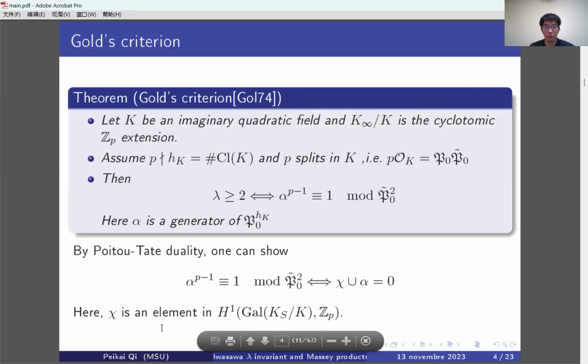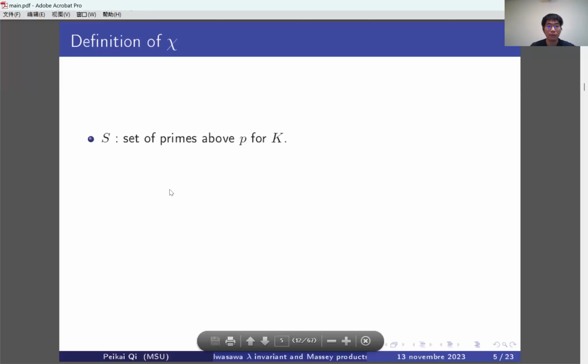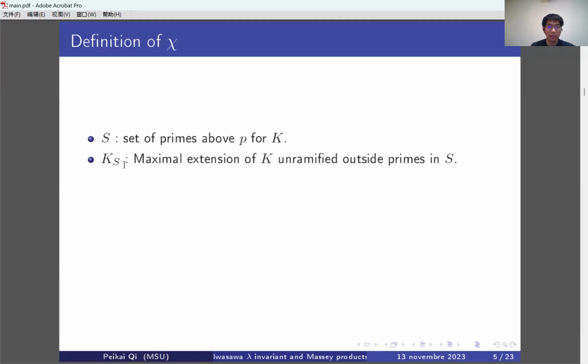I need to tell you that this character chi_K will appear a lot. This character chi_K is associated to the Z_p extension, so I need to tell you its definition. First, let me introduce some notation. S is the set of primes above p in the number field K, and K_S is the maximal extension of K unramified outside primes in S. This just means K_S is the maximal extension of K unramified outside primes above p. And G_{K,S} denotes the Galois group of K_S over K.